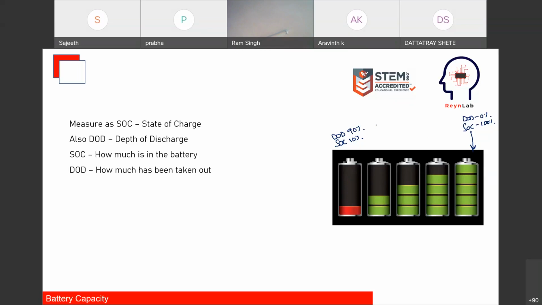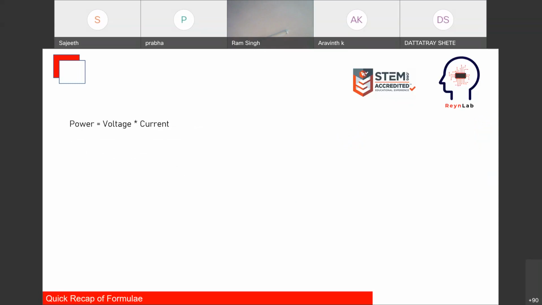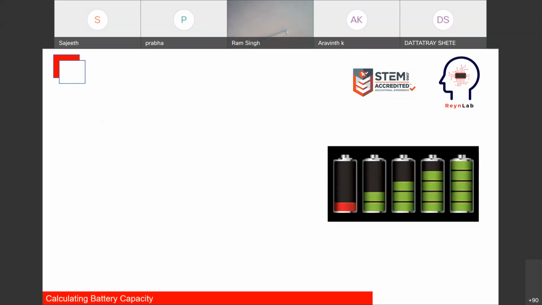If you measure what is inside, it is SOC. If you measure what is being taken out, it is depth of discharge. Now, why are we so bothered about it? We are bothered about it because when we speak about charging systems, we touch upon our original topic. So when we talk about charging systems, we need to figure out how to fill in these cells, right?